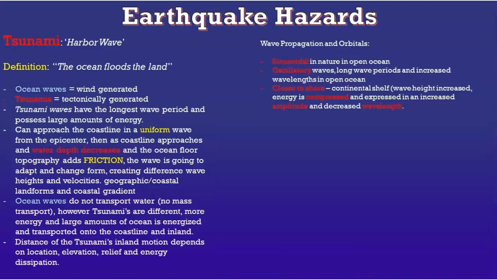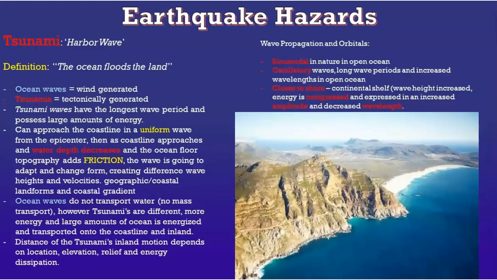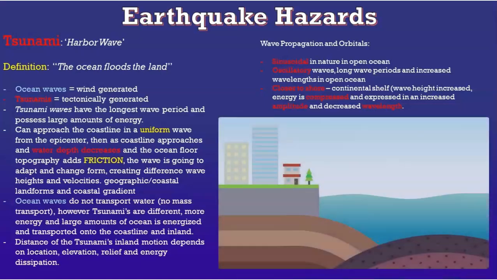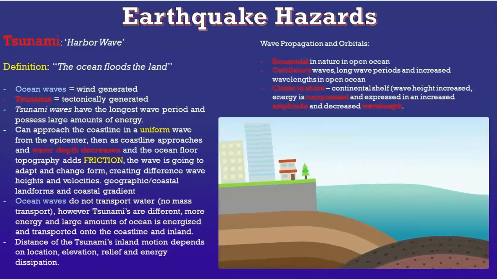As it approaches the coastline, you're going to have this uniform wave, but then as it reaches the coastline with the decrease in water depths, the increase in friction off the ocean floor, the topography, the relief, and how shallow it is, how it changes with maybe undersea canyons or reefs or barrier islands or sandbanks or shoals, you're going to have a different kind of wave approaching the coastline, and the energy is going to change. So the wave height could also change.